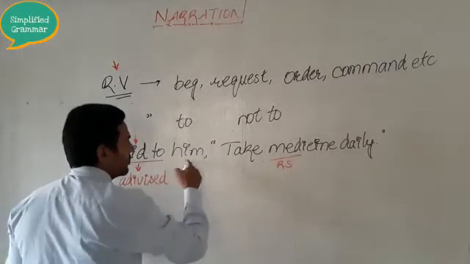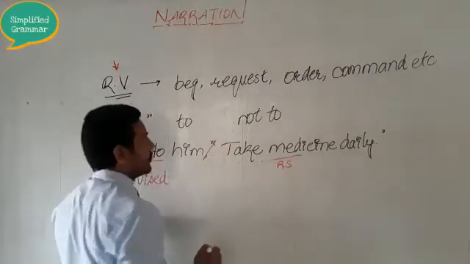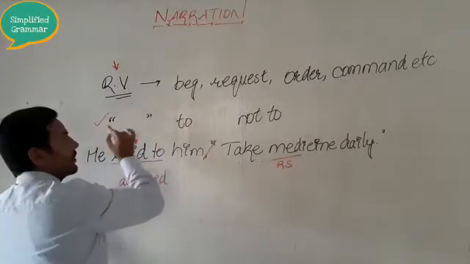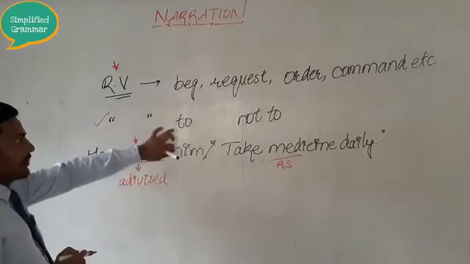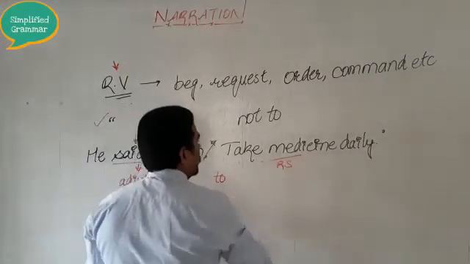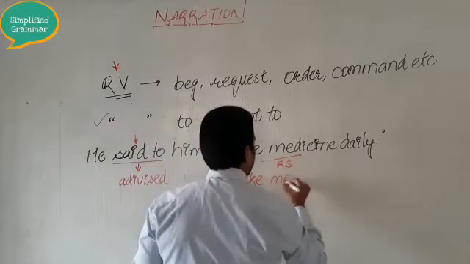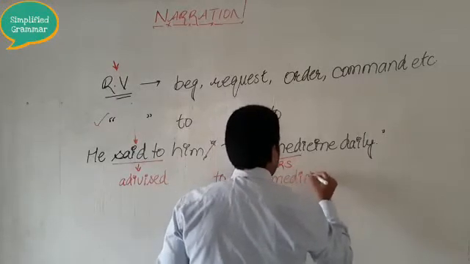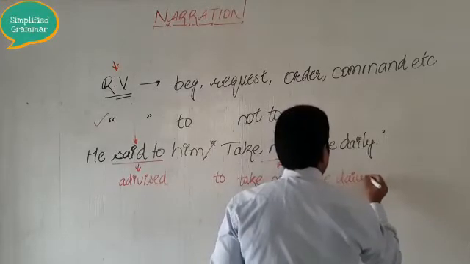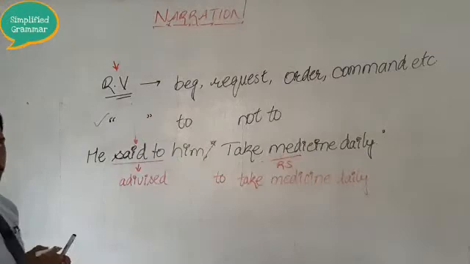He advised him. In order to remove the double inverted commas, what do we use? Follow the second step. In order to remove the double inverted commas, you need to use to. So he advised him to take medicine daily. So this is how we change imperative sentences from direct to indirect speech.